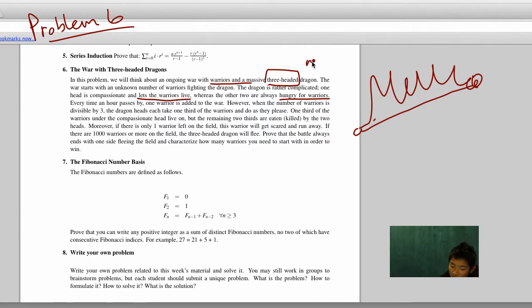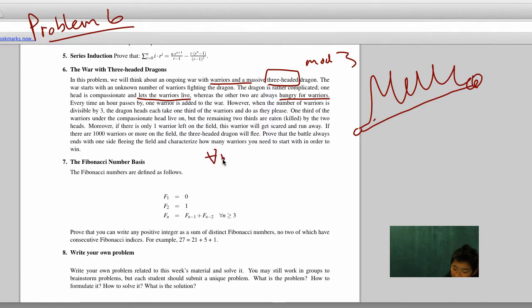Since it's 3-headed, we want to work with mod 3, and obviously this means that we should have 3 base cases to work with. But first of all, what is our problem that we need to solve inductively? Well, if there are 2 heads that eat warriors and 1 head that keeps the warriors alive, then obviously the number of warriors are going to decrease. So at some point, the dragon is always going to win, unless you start with a large enough number of warriors. So that's where we should get started.